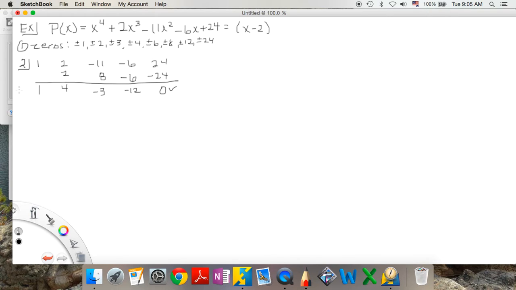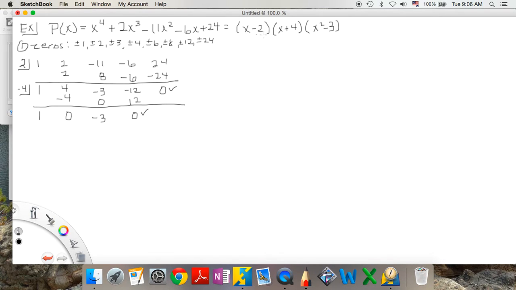So we're going to try -4 and see if that works for this one. So we bring our term down, multiply by -4, add, multiply, add, multiply, add, and we have our 0 remainder. So this means we have x minus -4, which is x plus 4. And then here we have x squared minus 3. Now, this doesn't factor into integers, so we'll leave it like that for now.